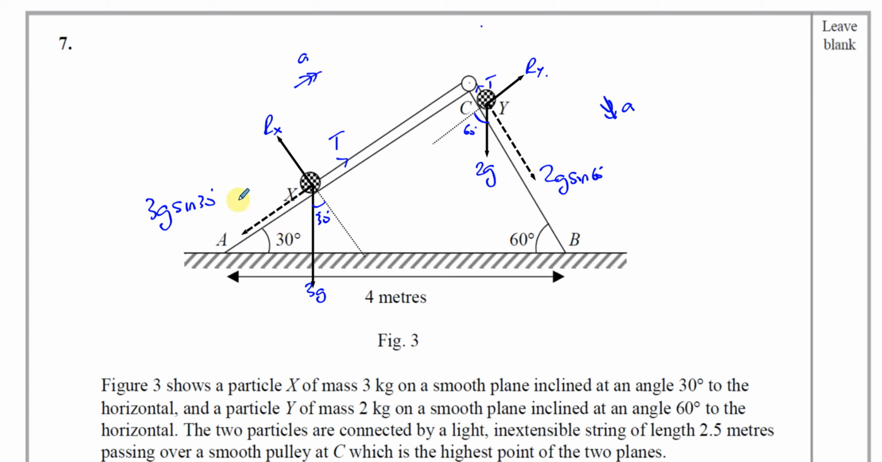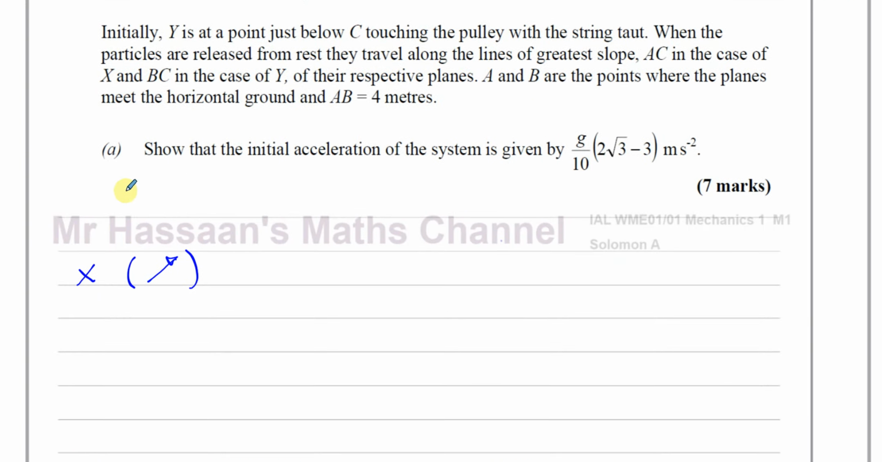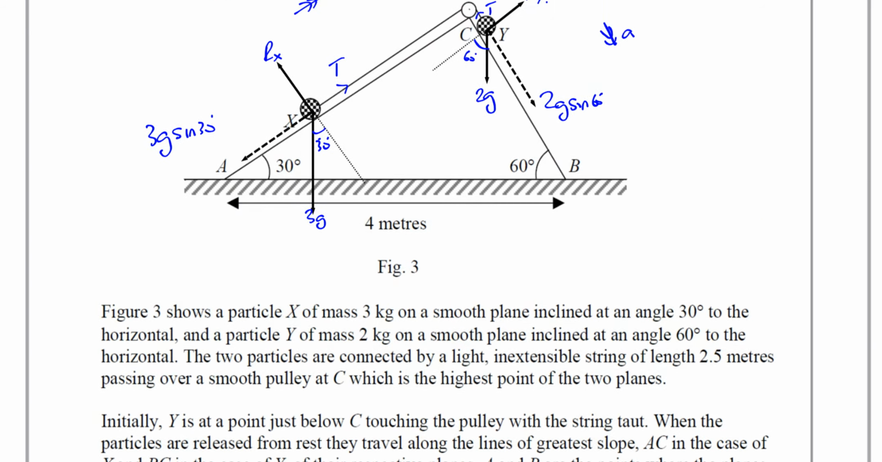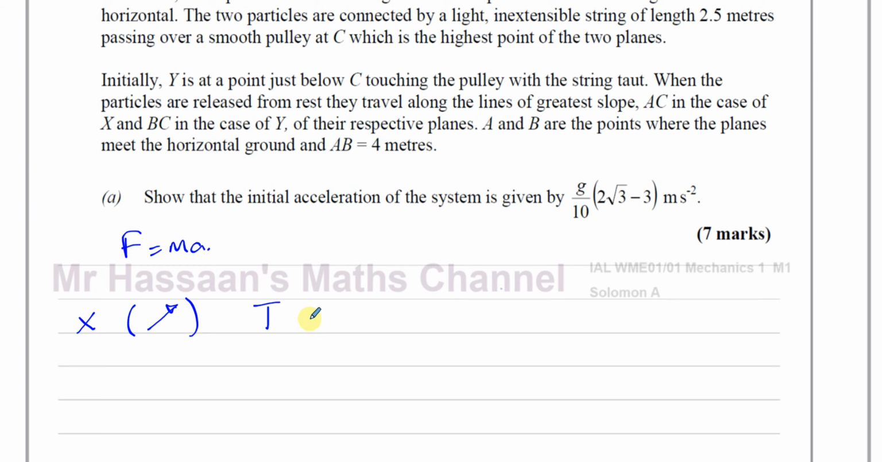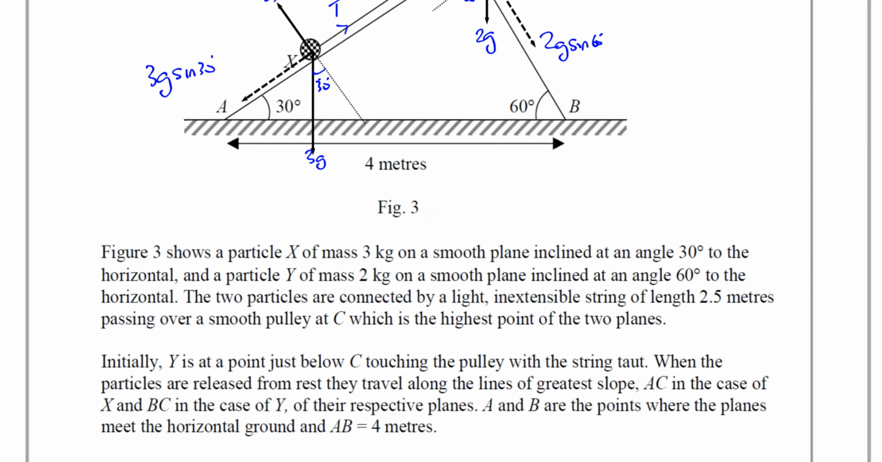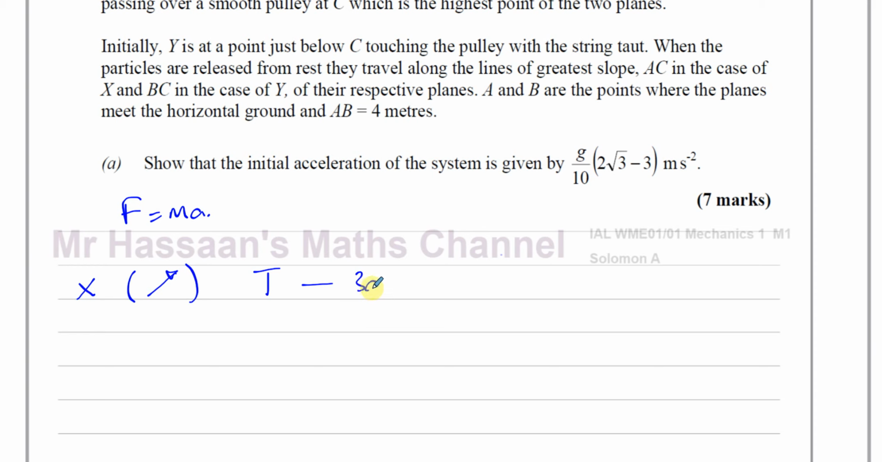So T minus 3g sine 30 is equal to the mass, which is 3, times the acceleration, 3a, using F equals ma. As we mentioned just now, T is going up the plane, and 3g sine 30 is going down the plane. So this is the force acting up the plane, this is the force acting down the plane. The resultant of those two is going to be up the plane, which is the mass, 3, times acceleration, which we have to find. Okay, so that's an equation.